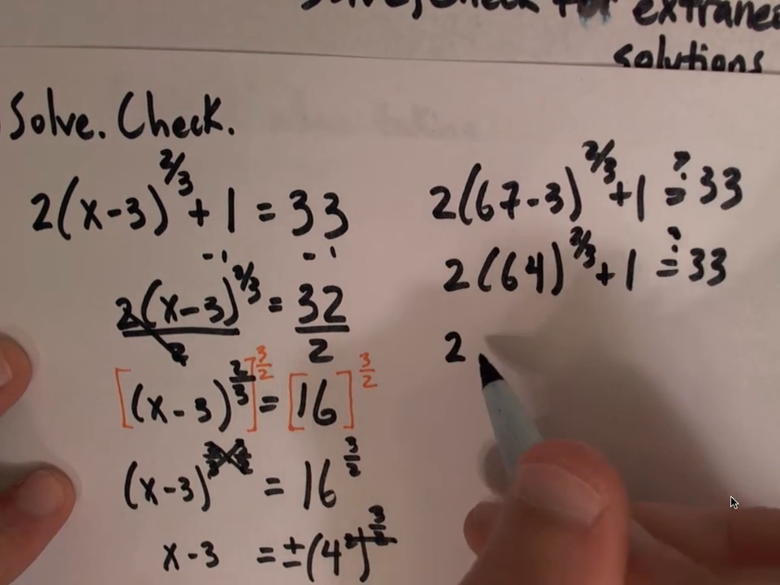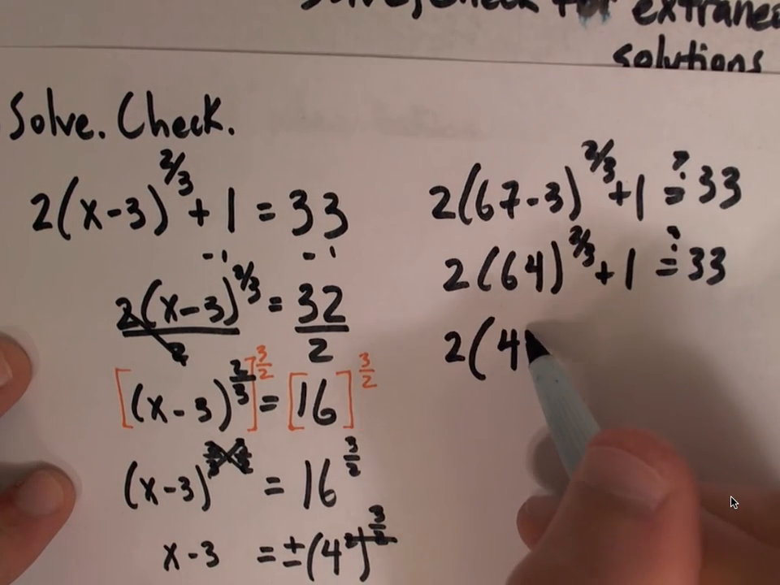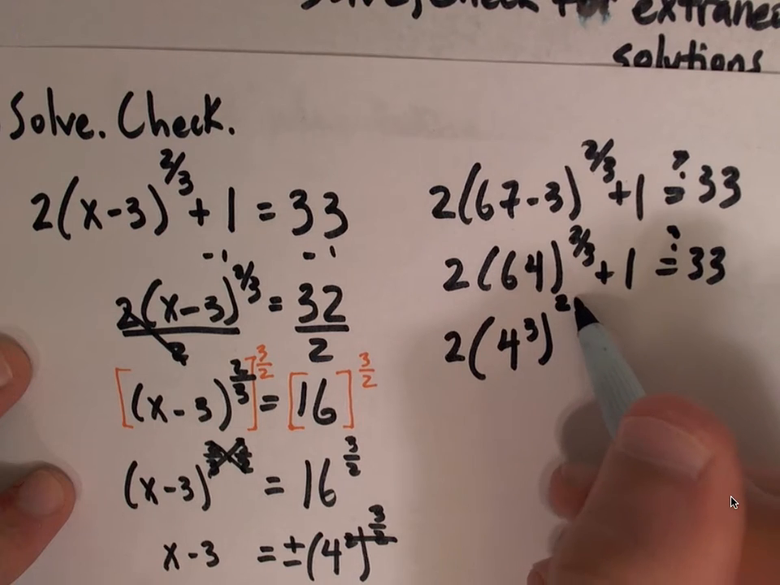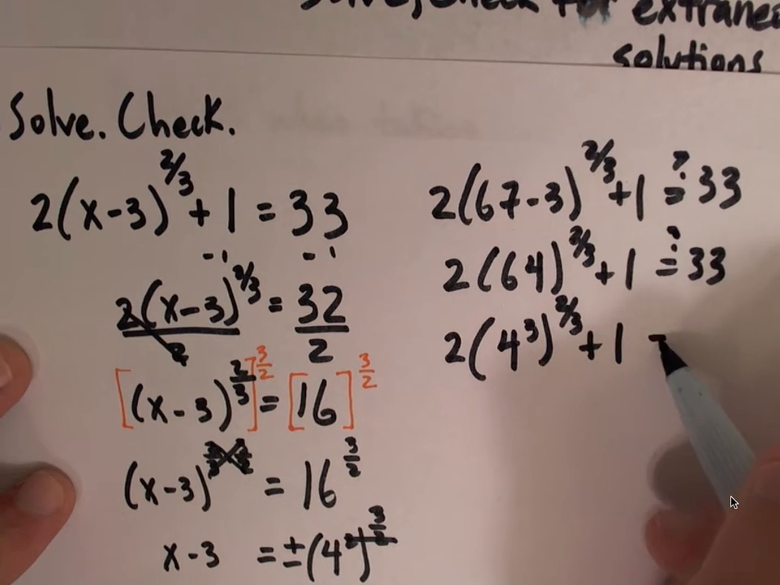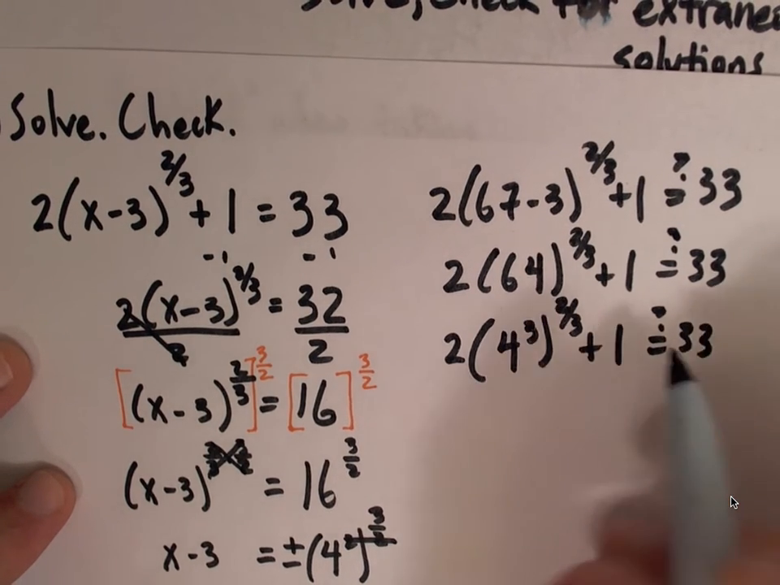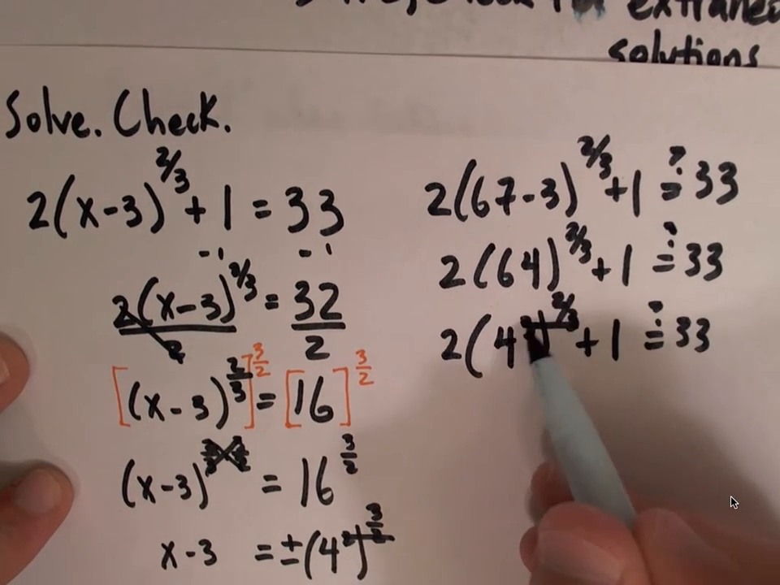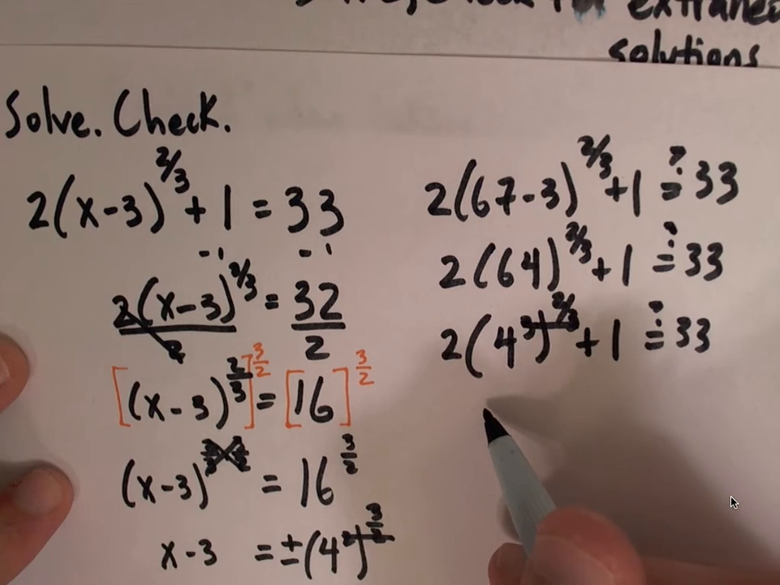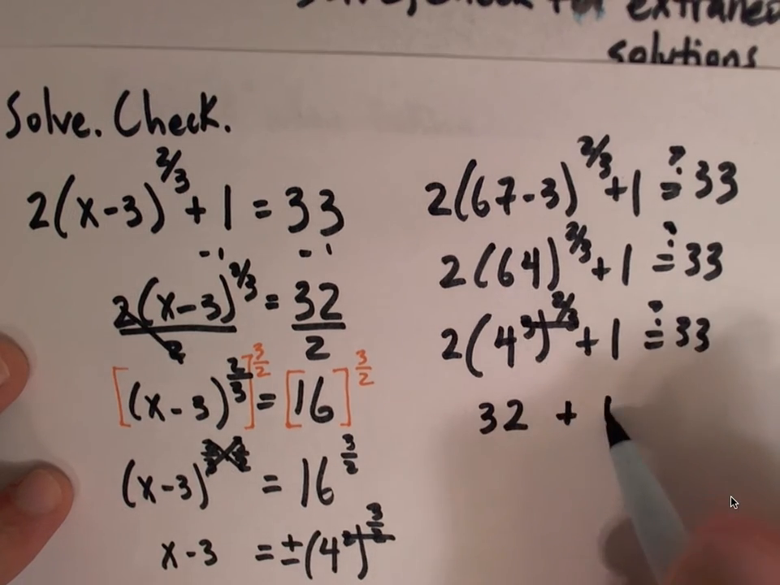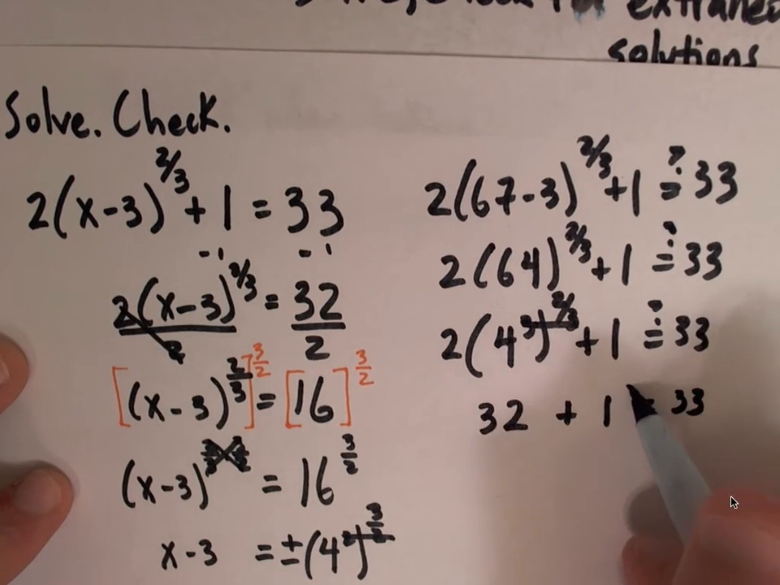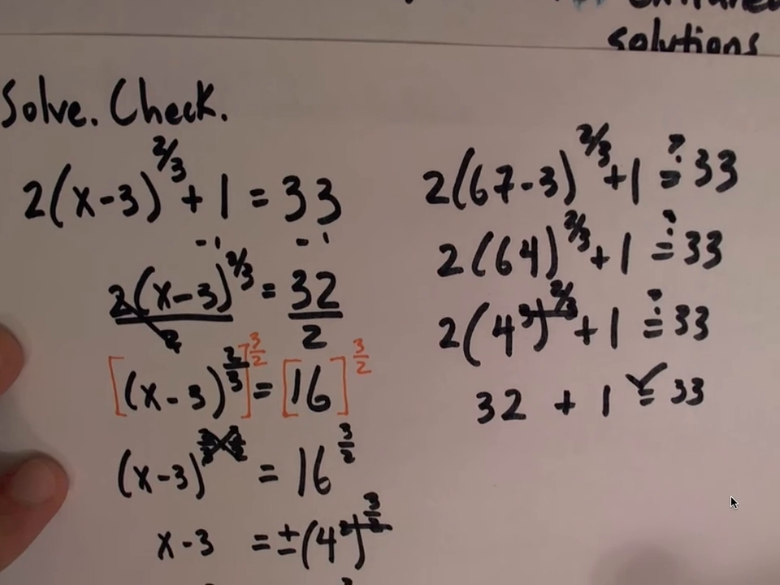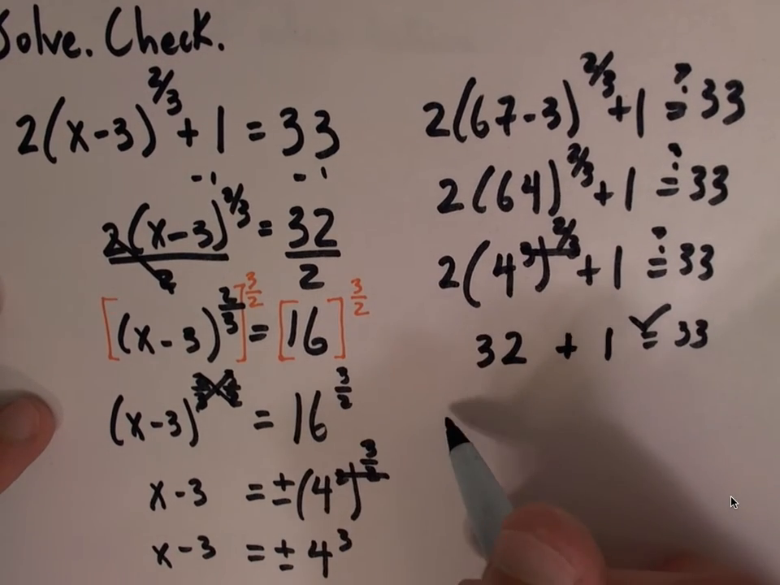So let's rewrite that. So that's going to be (4 cubed)^(2/3) plus 1. So the 3's are going to become just 1, so we get 4 squared here. 4 squared is 16. 16 times 2 is 32. Plus 1 does equal 33, so it looks like 67 checks out. Let's try the negative 61 now.